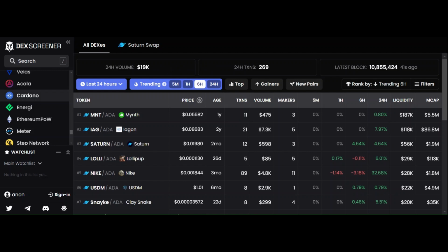24-hour volume is 19,000 dollars only. That's really, really low. It means Cardano is not getting a lot of noise at the moment, which could be a good time to buy, right? Because you don't want to buy when everybody is already hyped up. You want to buy when there's not much noise. But at the same time, you cannot buy simply because a blockchain is not getting attention. It could be for the right reasons.